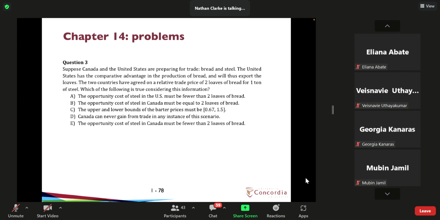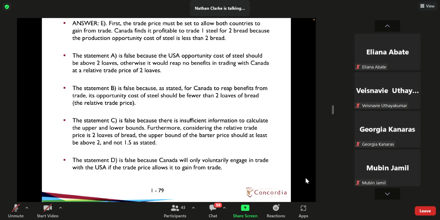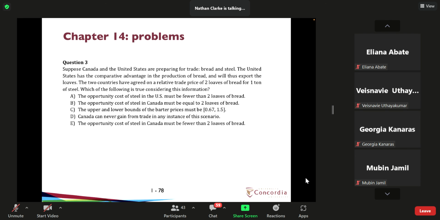Then you have D. D says Canada can never gain from trade in any instance of this scenario. This is false because, as I said before, if you're engaging in trade, it's voluntary, and you would only voluntarily engage in trade if it was profitable. Because they've told us that these countries are engaging in trade, and you would only do so if it was good for you, we know that they can benefit from trade.